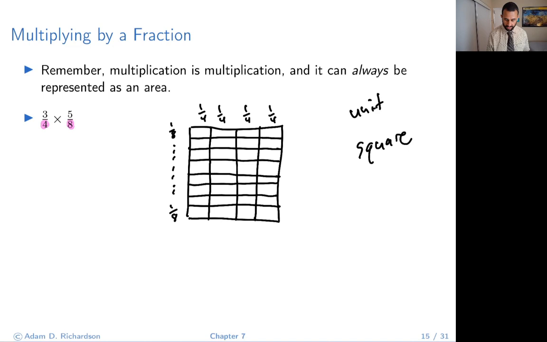All right, so now that we've got our denominators taken care of, we've cut our unit square up into how many pieces? That's right, it's 32 pieces, right? Because it's a 4x8 grid now. So there are 32 of those tiny little rectangles.